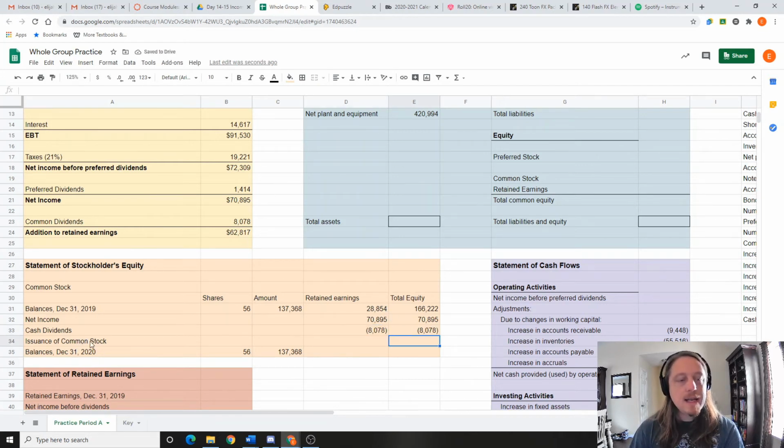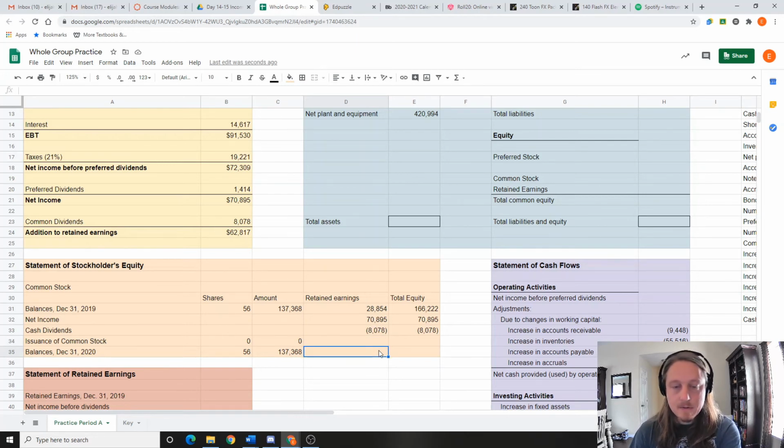And then did we issue any common stock? We did not. So we're going to keep this 0. And that's typically going to be true on all years as well. We did not issue any new common stock to keep things simple. All right, so then the question is just what are the balances? Well, if we didn't issue any new stock, then our balances are still 137,000 in common stock. But we had a change in retained earnings, so we need to calculate that.